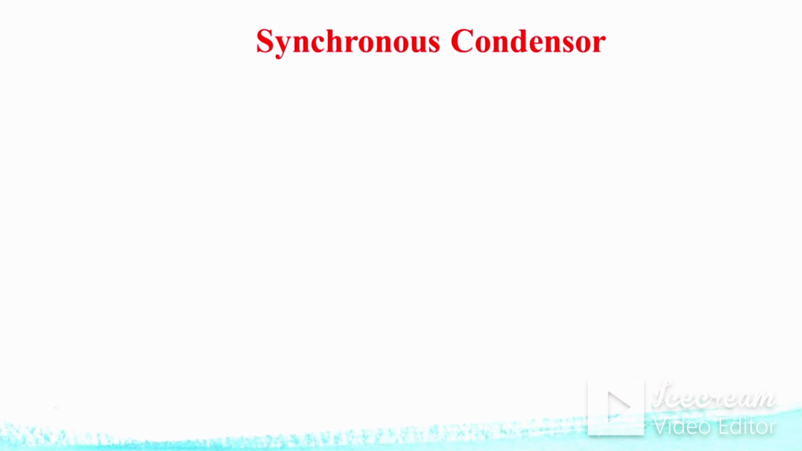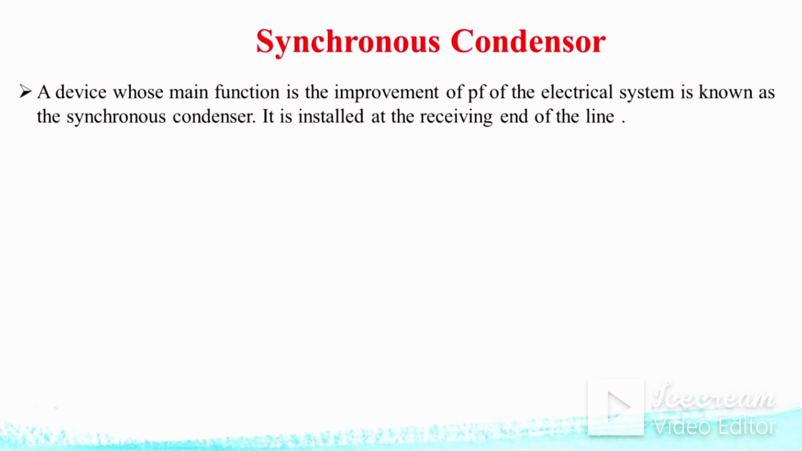The last type of technique, which is quite costly compared to shunt and series compensation, is the synchronous condenser. Here the synchronous condenser is nothing but a synchronous motor which is over excited and at the no load or under load condition, but it is over excited. This type of operation of the synchronous motor is called a synchronous condenser or phase modifier also. It is a device whose main function is the improvement of the power factor of the electrical system.